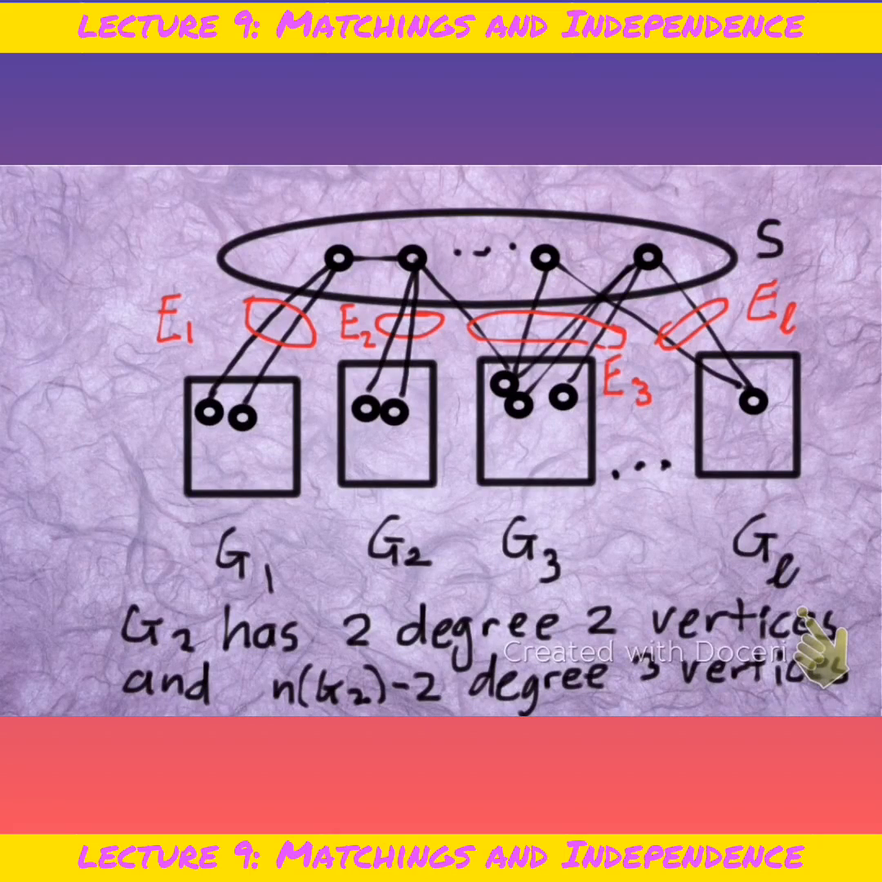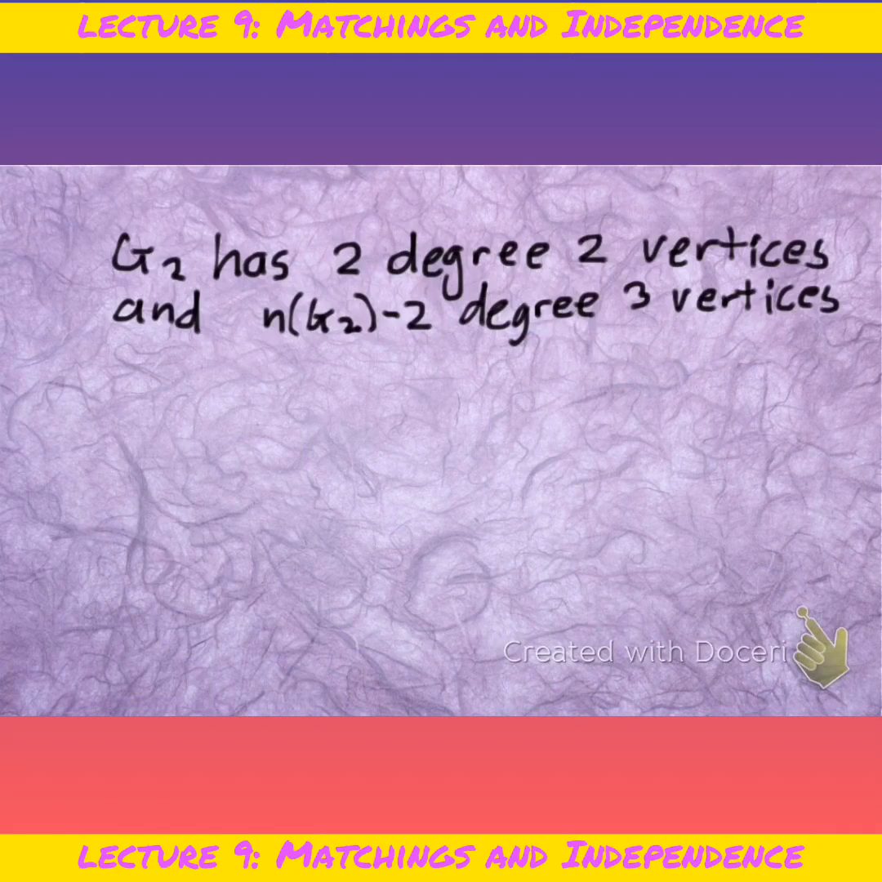Okay, so quickly look, if in this case G2 has two edges in E2 that are incident with a vertex in S, then it looks like that. And so what's going to happen is G2 will have degree 2 vertices if I delete that, and the remaining vertices are all going to have degree 3. Let's see what happens in this case.